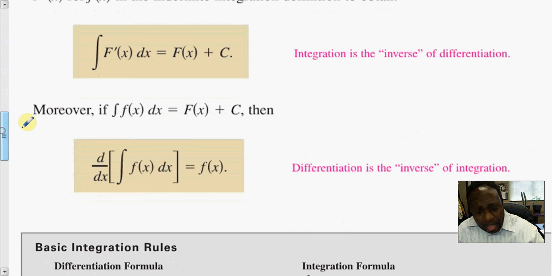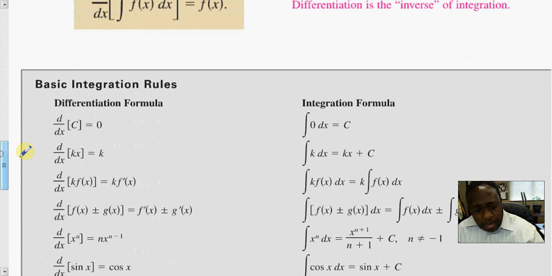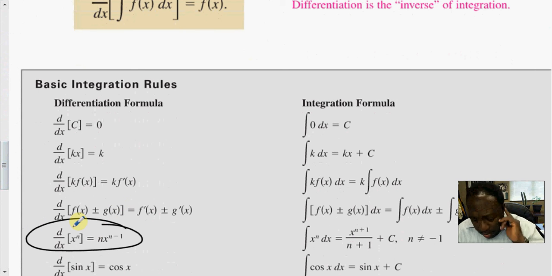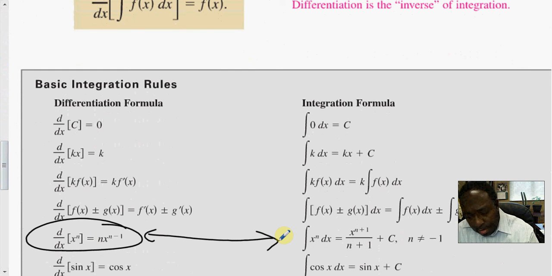I think the key to remember from the basic integration rules is the derivative of x to the n, where you would say that this is n times x to the n minus 1. And what corresponds to it is its power rule for integration. The integral of x to the n dx is x to the n plus 1 divided by n plus 1. But here, n cannot equal negative 1. We have a different definition for that.